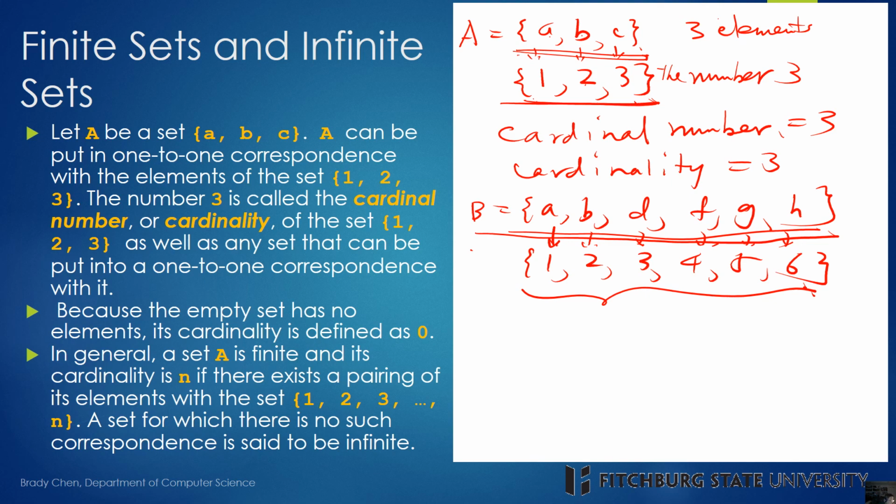Now for an empty set, if we define an empty set which contains nothing, no elements, right? Now we define the cardinality of an empty set as 0. So the cardinality for the empty set is 0. Okay. So in general, a set A is finite, and its cardinality is n, if there exists a pairing of its elements with the set 1, 2, 3, 4, all the way to n. If you can pair the elements of this set with the elements in the set 1 to n, then the cardinality of this set is n. Pretty straightforward, right?